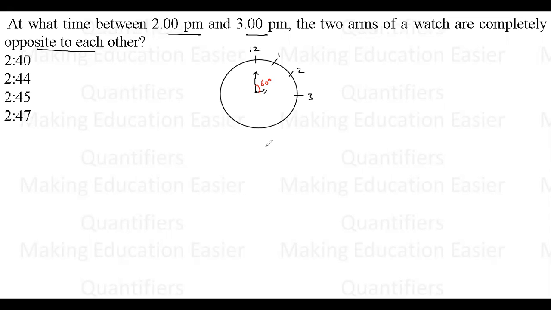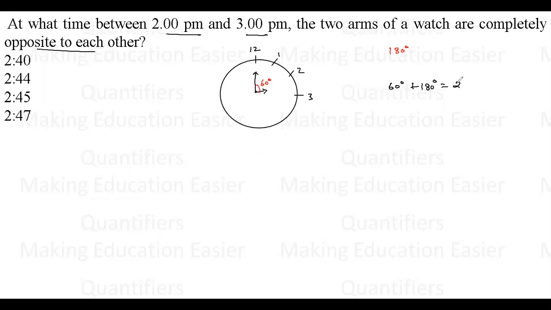Now, if we want them to be in a straight line, I mean, opposite to each other, that means they should make an angle of 180 degree. So we want that angle should be 180 degree. Now you can see that as minute hand is faster, first of all, minute hand and hour hand will coincide. After coinciding, minute hand will make an angle of 180 degree with the hour hand. So relatively what is happening, first 60 degrees will be covered. When 60 degrees are covered, angle will be 0 degree. Then further 180 degrees more.